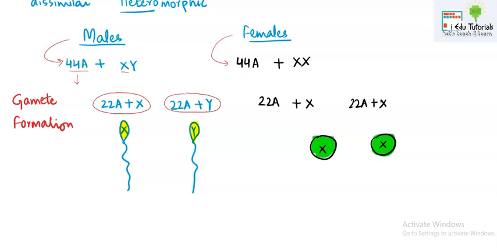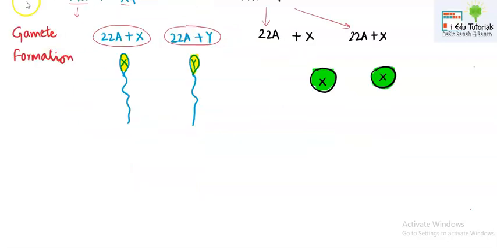Similarly, gamete formation will happen in the females, and it will result in all similar types of gametes. Meaning all the secondary oocytes will carry only 22 autosomes and a sex chromosome called X, right? So all the gametes will be homomorphic to each other because all will contain the same type of chromosome. But the sperms will be heteromorphic, meaning some will contain the X chromosome and some will contain the Y chromosome. Now our gametes are ready. Let's see how the infants will be formed.